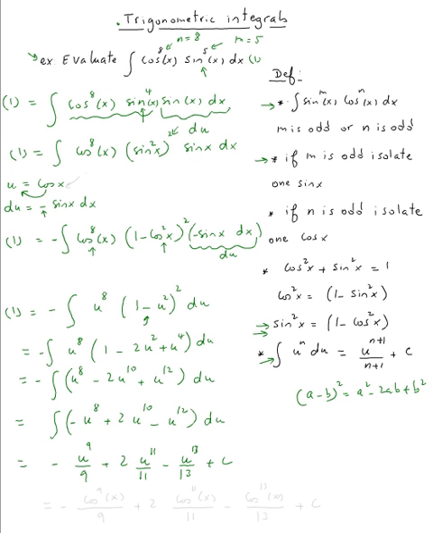Now we replace back. The u happens to be just cosine of x. So this is going to be equal to minus cosine to the 9th of x over 9, plus 2 cosine 11th of x over 11, minus cosine to the 13th of x over 13, plus c, and I'm done.